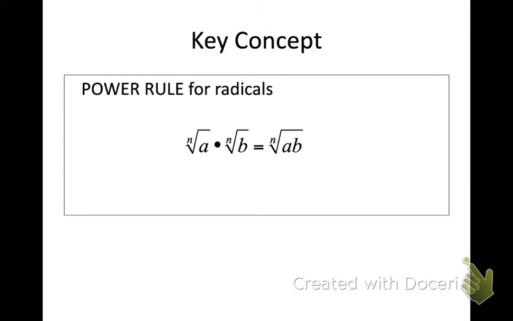Our first rule that we had is what we call the power rule. And what the power rule says is if you have two radicals that have the same index, so in this case our index is n and n. As long as your indexes are the same, you can take your radicands, which in this case are a and b, and multiply them together and put them underneath one giant radical with the same index.